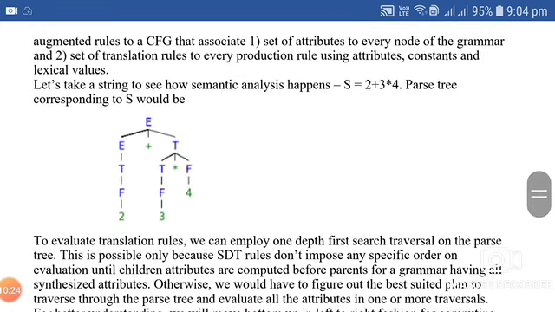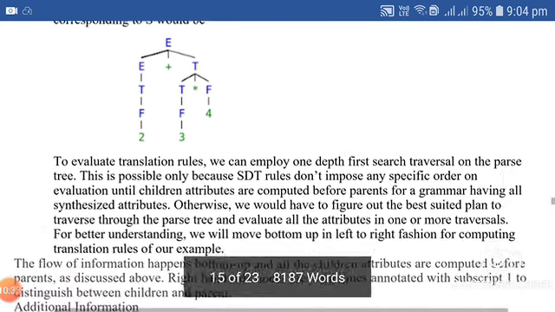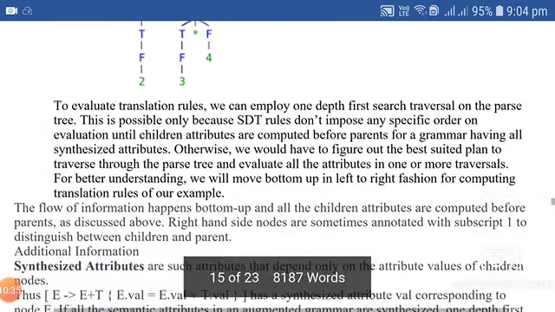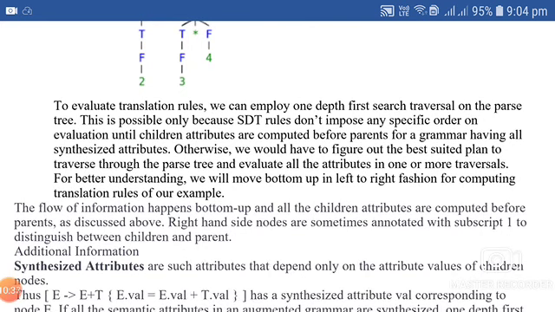So let's take a string to see how semantic analysis happens. S gives 2 plus 3 star 4. The parse tree corresponding to S would be as shown below. To evaluate translation rules, we can employ one depth first search traversal on the parse tree. This is possible only because SDT rules don't impose any specific order on evaluation, as long as children's attributes are computed before parents for a grammar having all synthesized attributes.